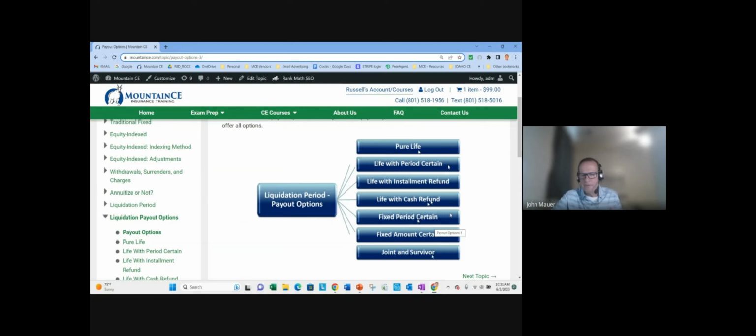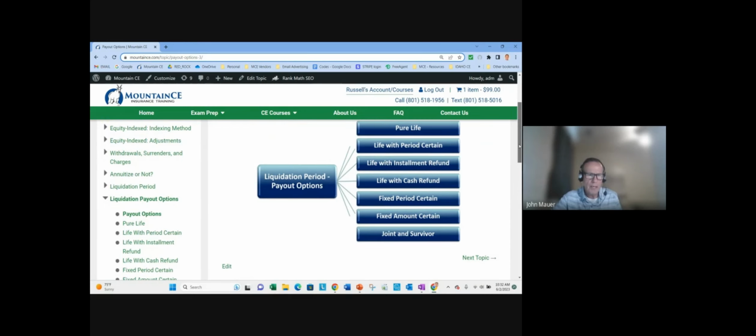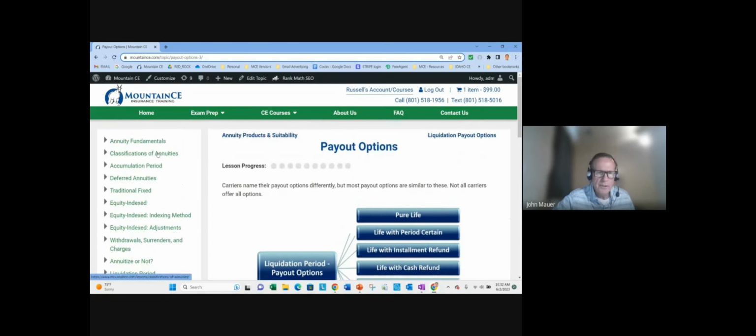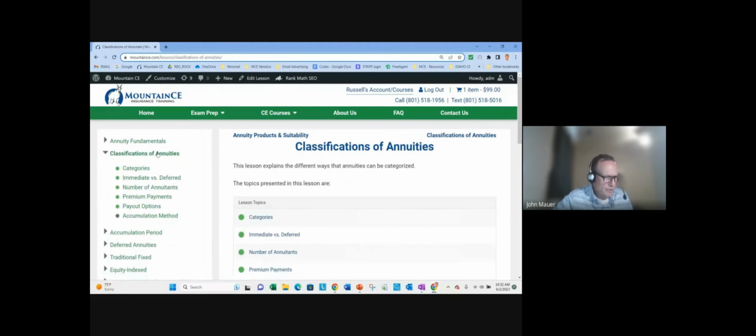And you can get real fancy. There's joint life and there's survivor, just the same as with life insurance death benefits. You can have two annuitants taking money out. So that's joint and survivor options. All right, so those are the different payout options. Let's talk about the different classifications of annuities, different ways to categorize them, and then we'll talk more about annuitization in just a moment.